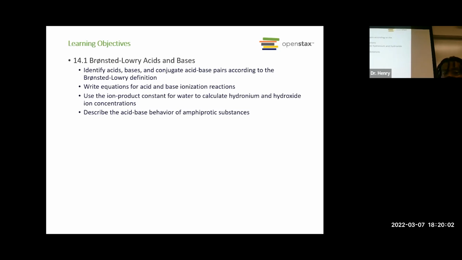Then we're going to write equations for acids and bases based upon the ionization reactions. We're also going to use ion product constants for water to calculate the hydronium and hydroxide concentrations. So that's your pKa, your pH and your pOH primarily. And the last part is that we're going to describe acid-base behavior of amphiprotic substances.